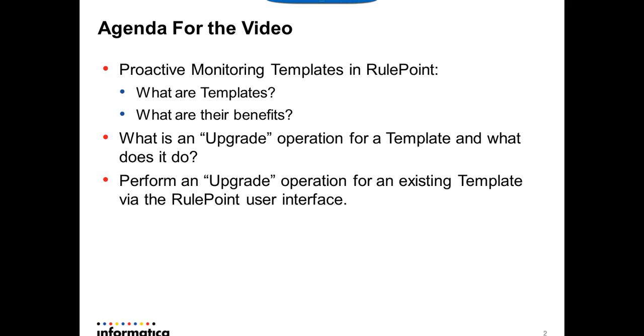So when we talk about updating the rules, we do that with what's called an upgrade operation for a template. An upgrade operation basically allows us to make a change to an existing template, test the change, save it, and then on a successful save, that change gets propagated out to all of the rules owned by that template. So what we'll do next is perform an actual upgrade operation for an existing template, and we'll do that in the RulePoint interface.